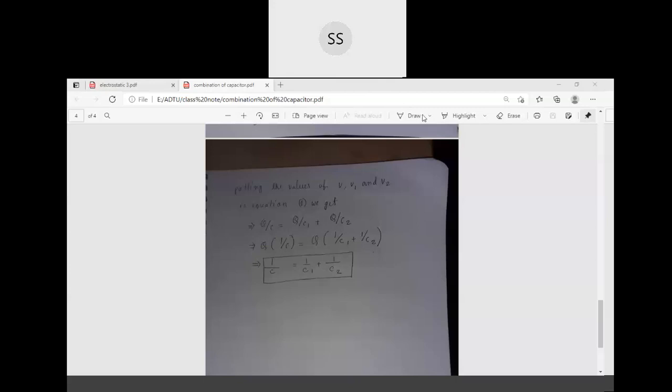What will be the equivalent capacitance if number 1, they are connected in series, number 2, they are connected in parallel combination? So this is your homework. I'll check it tomorrow.